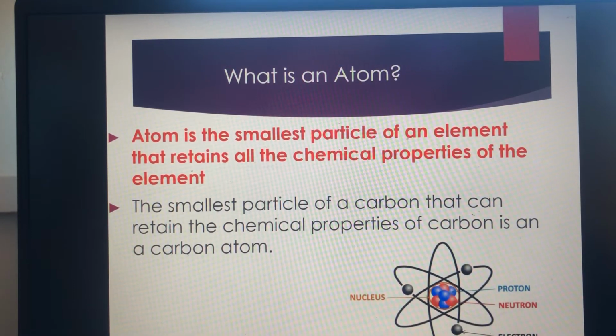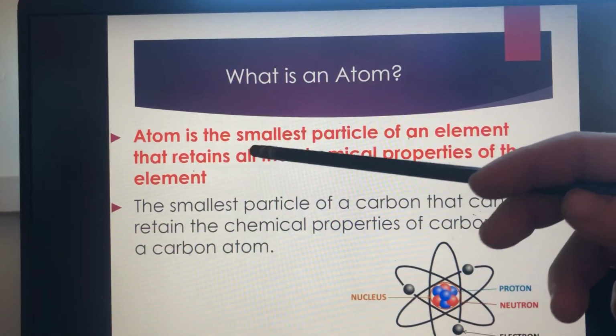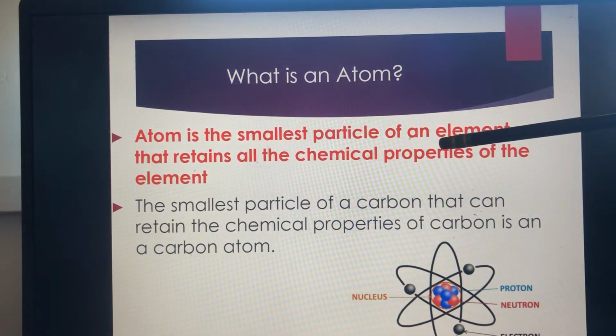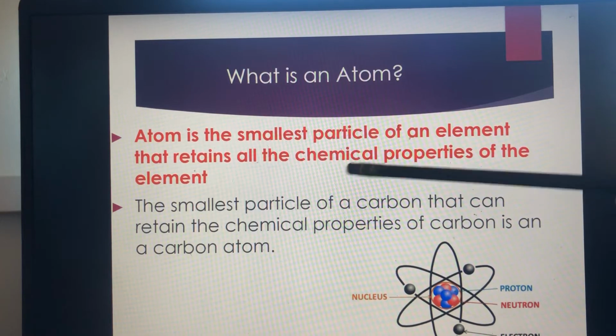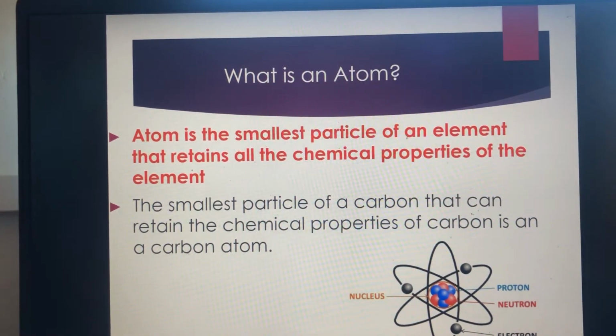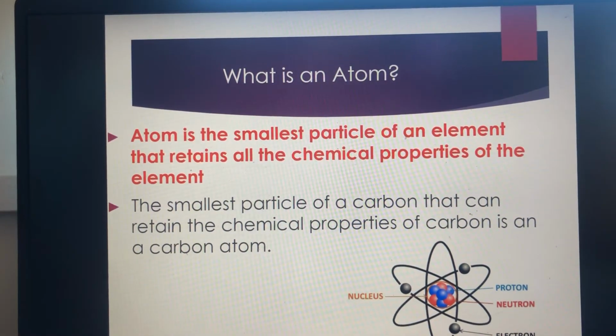So here's our definition of an atom. And this you need to know for your test. An atom is the smallest particle of an element that retains all the chemical properties of the element. Again, it is like cutting that piece of cake.